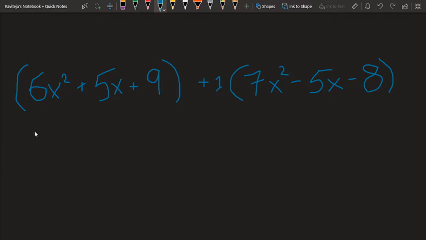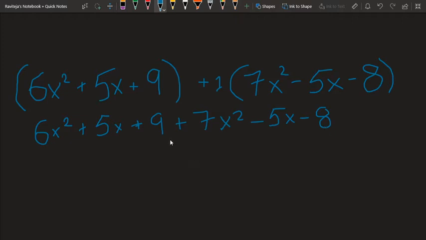and minus 8. So our next step, since we could just remove the parentheses of the first coefficient because we don't have to distribute anything to that, we'd have 6x squared plus 5x plus 9. And since we distributed our 1 to these three terms in this polynomial, we just end up with plus 7x squared, because positive 1 times 7x squared is 7x squared. And then we do minus 5x, because positive 1 times negative 5x is negative 5x. And since positive 1 times negative 8 is just negative 8, we'd have minus 8. So this would be our first step when adding polynomials, to simplify to this step.